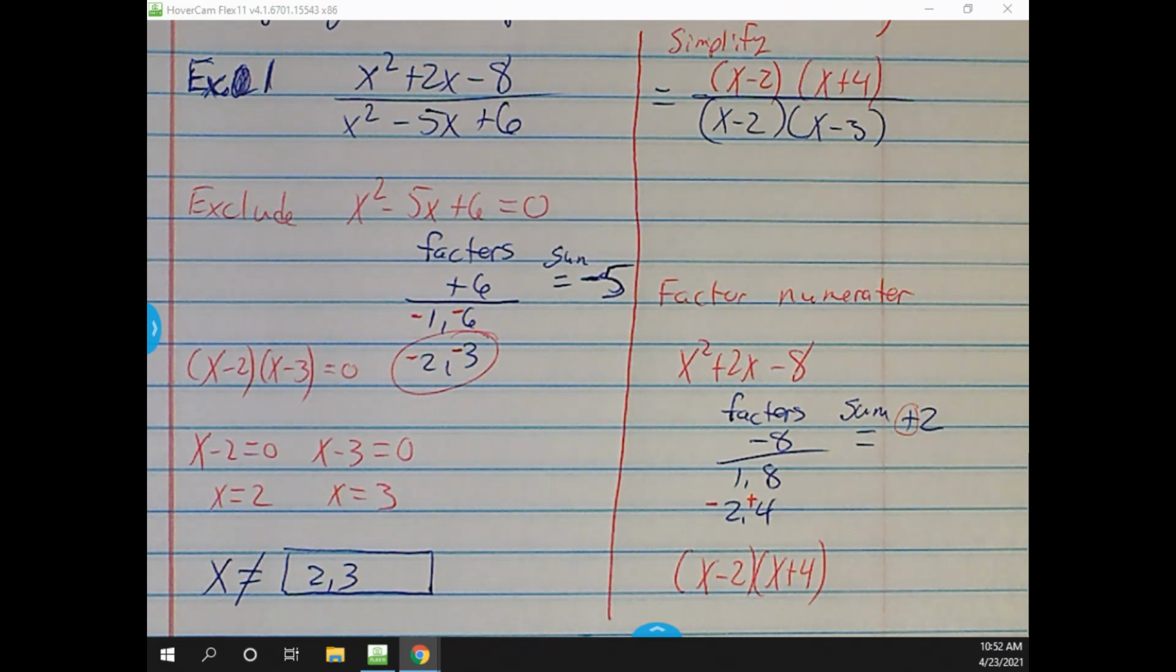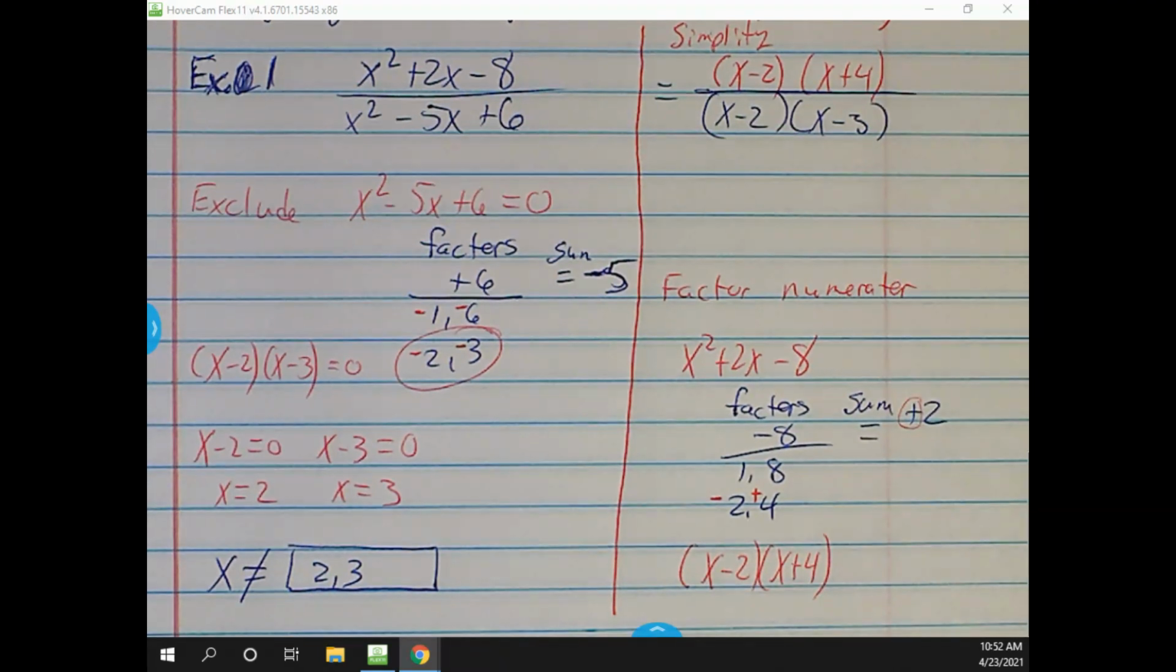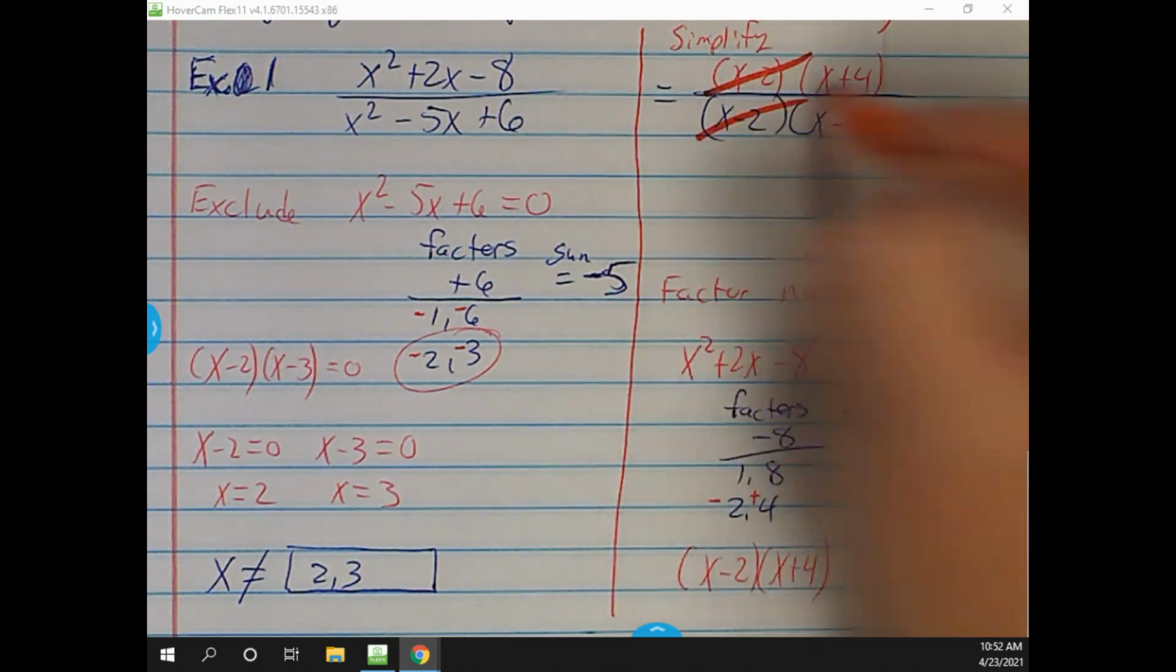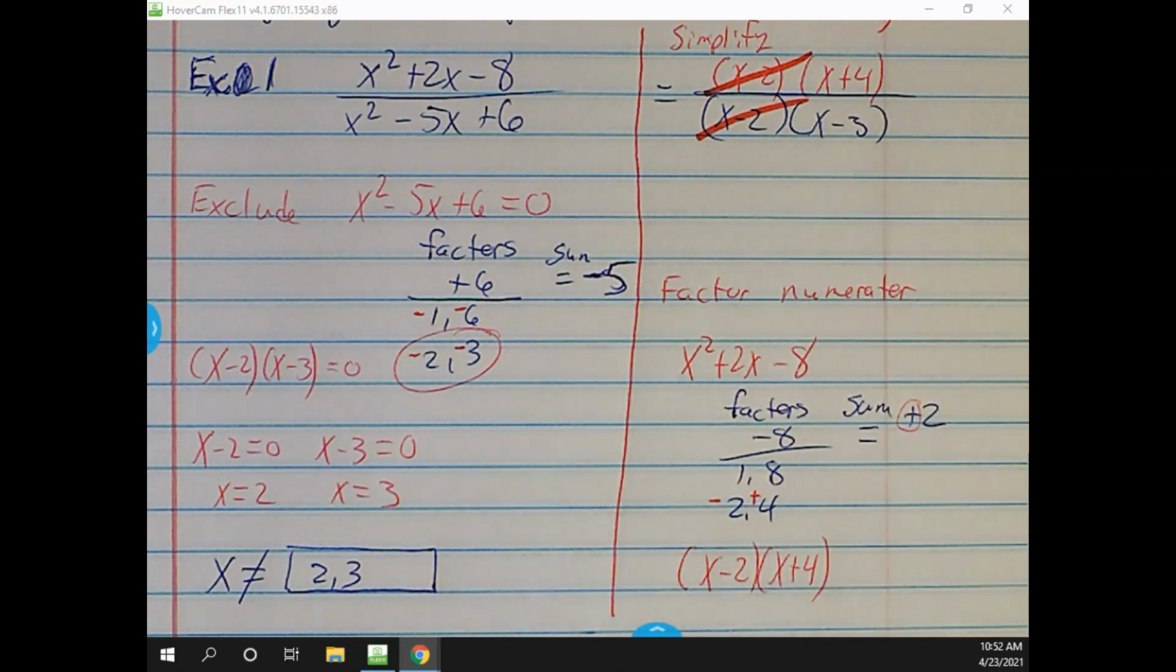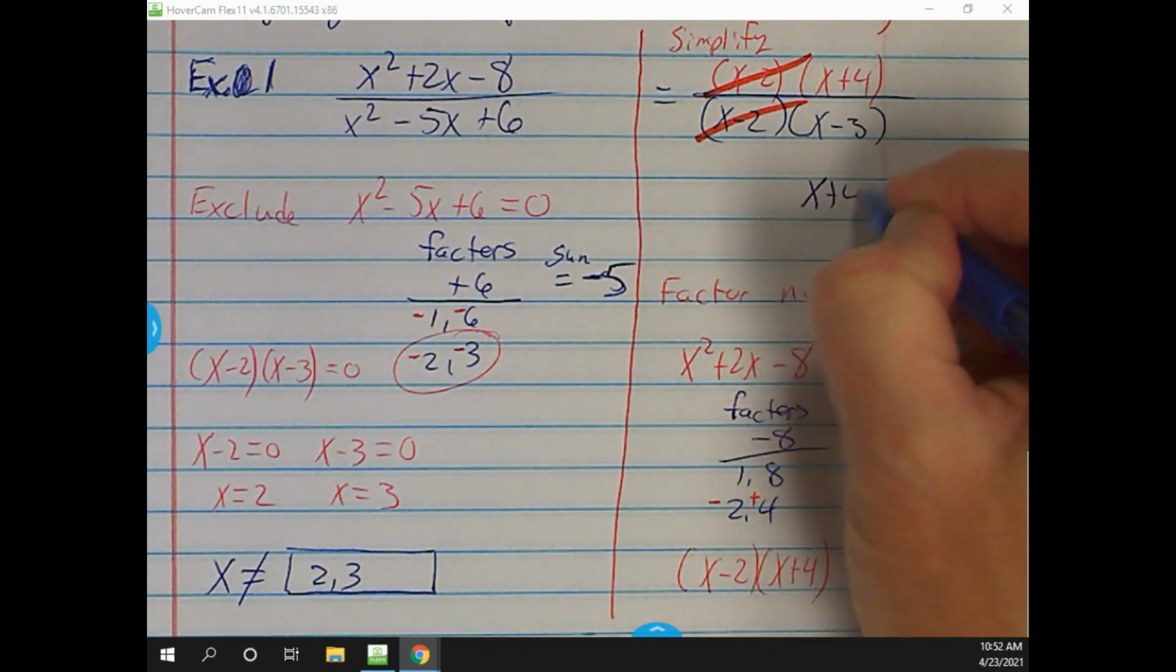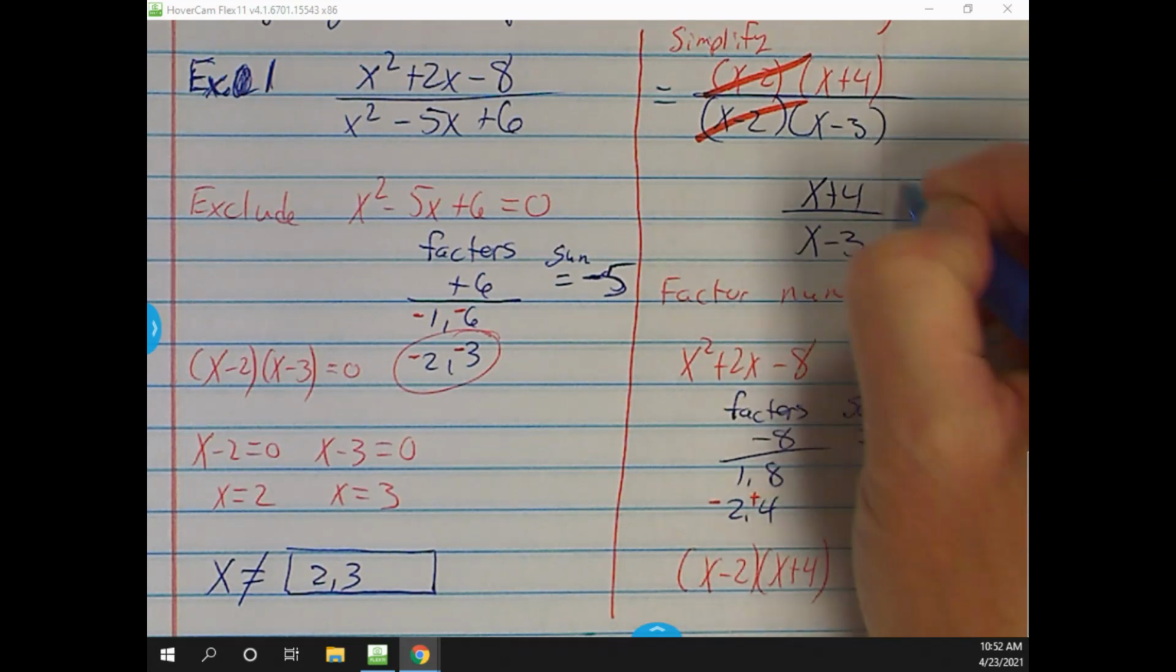Okay, so there's all the factors. You factored the denominator to figure out what the excluded values were. You have to then factor the numerator, write everything out, and then whatever you have in common, that's where you go back and cancel them out. So we've got the x minus 2's in common, you cancel those out, which leaves you with x plus 4 over x minus 3, and that would be your final answer when they ask you to simplify.